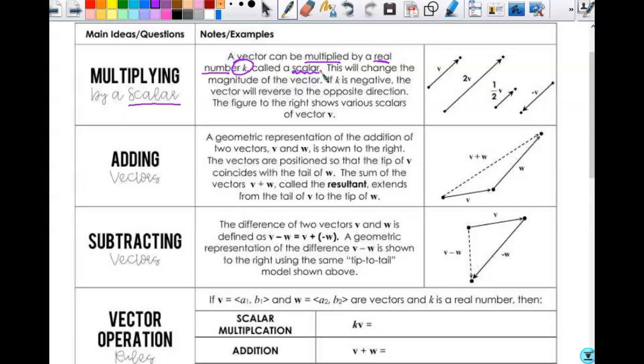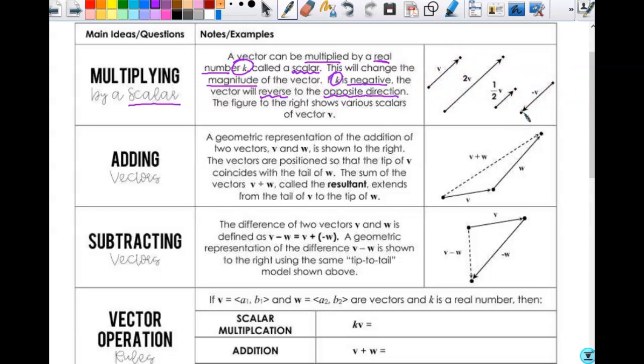This will change the magnitude of the vector. The vector will be longer or shorter, depending. If k is negative, the vector will reverse to the opposite direction. The figure to the right shows some various ones. If this is vector v, then this is 2 times v, so it's twice as long. Same direction though, so it's the same angle. Half of v means it's half as long. Negative v, same length, but going in the opposite direction.